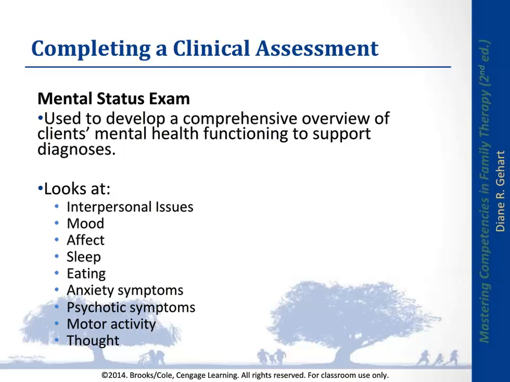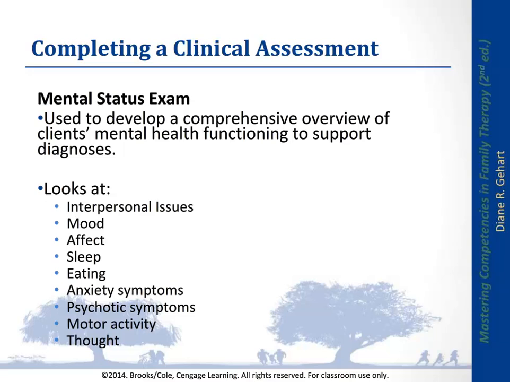You're going to want to collect information on the various areas of functioning on the mental status exam. So you want to look at interpersonal issues, client mood, affect, which is the expression of the mood and how the mood is expressed, sleeping patterns, changes in eating, any anxiety, psychotic symptoms, motor activity, and thought. There are various ways to divide up a mental status exam. These are some of the more common categories.